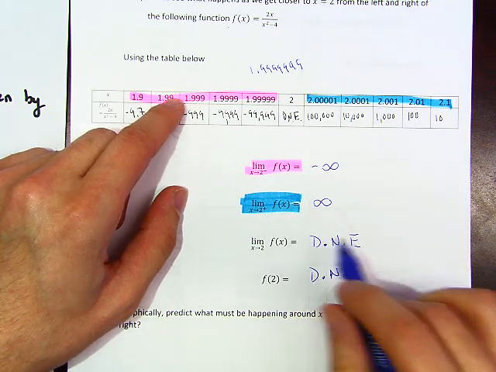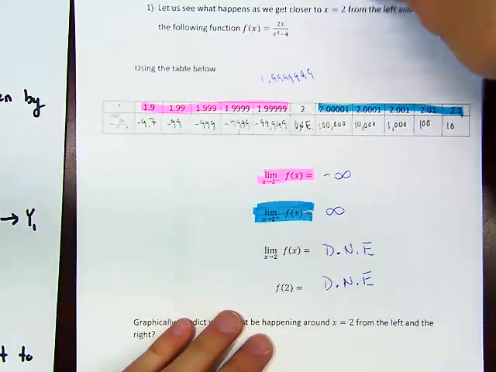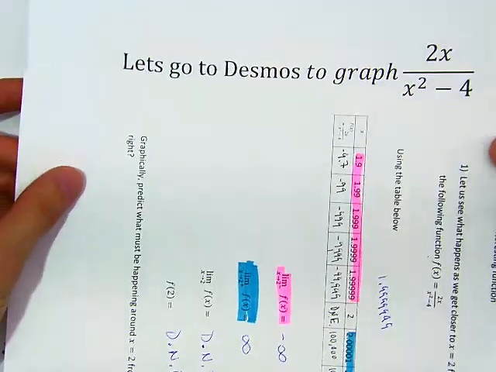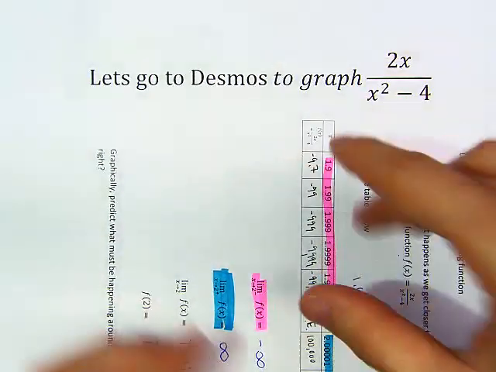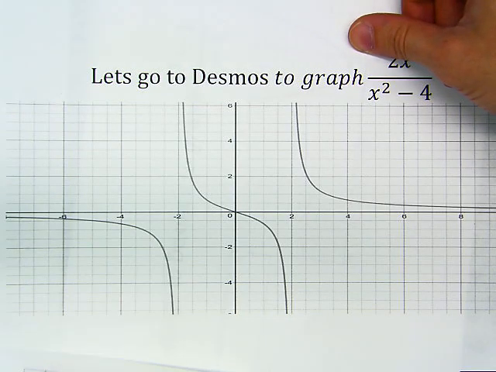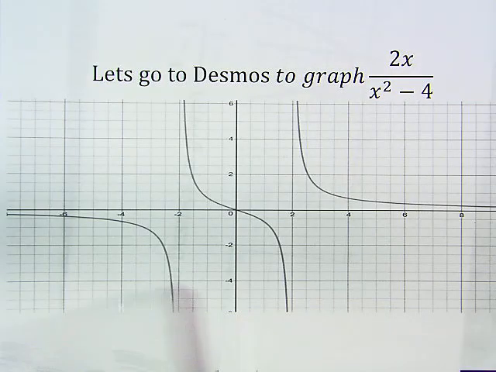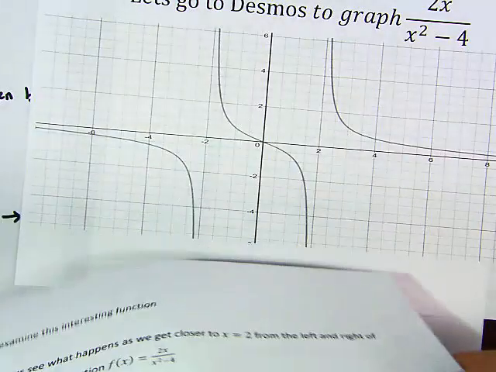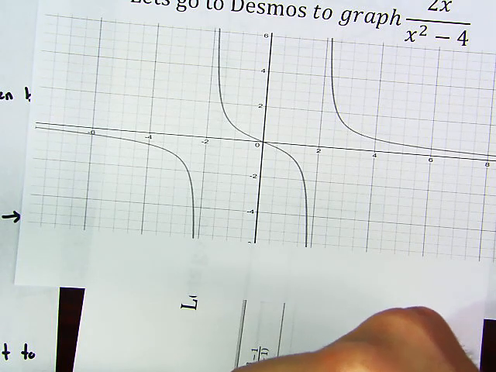Now, we need to look at what this graph looks like. What I want you to do is go to Desmos real quick and see what this graph looks like. And let's see what it looks like. So here, this is the graph. Notice that, and let's compare it with the table.